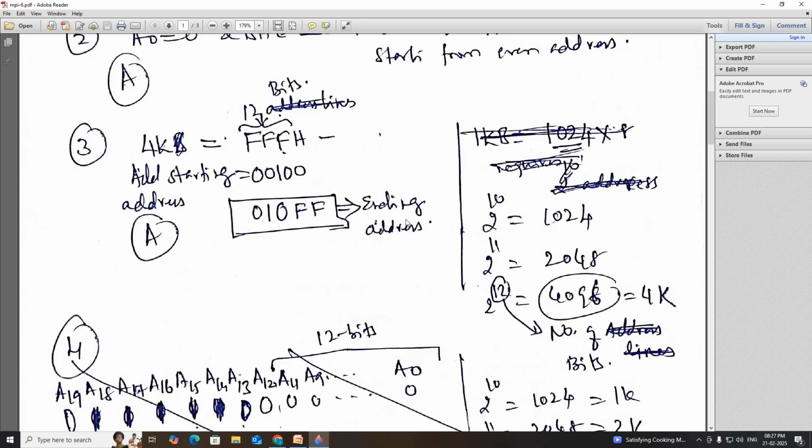So 12 bits, all ones. 12 ones in hexadecimal is FFF. H stands for hexadecimal, which is equivalent to 4K. Now simply add the starting address 00100 to this capacity of the RAM. You will get 010FF as the ending address. Or you can subtract the starting address from the ending address, and you get 4FF as the answer. Option A.